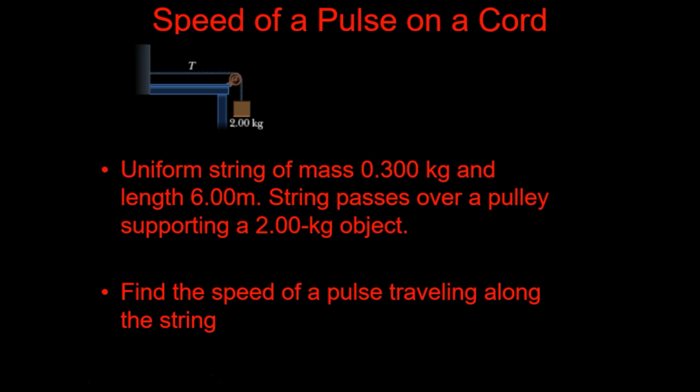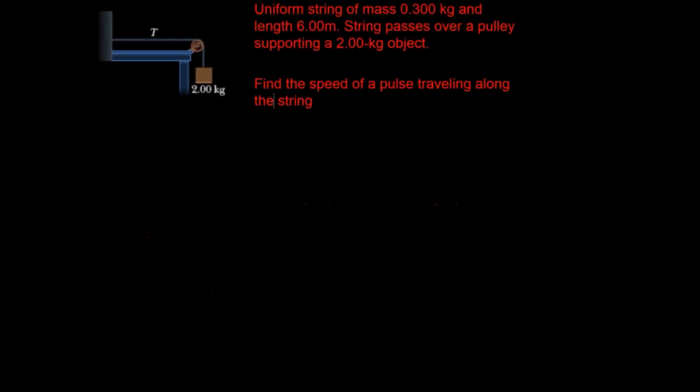We're going to find the speed of a pulse that travels along the string. And you may have seen a setup very similar to this previously in mechanics. So find the speed of a pulse travelling along the string. First of all, let's think about the forces involved. The forces in the y direction here will be T, the tension acting in the string, and mg, the mass of the block times gravity.